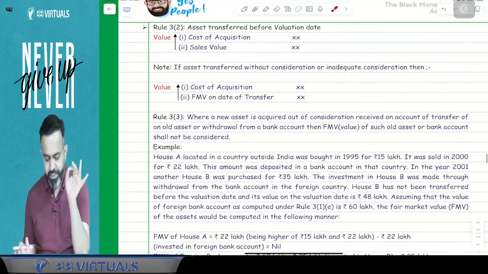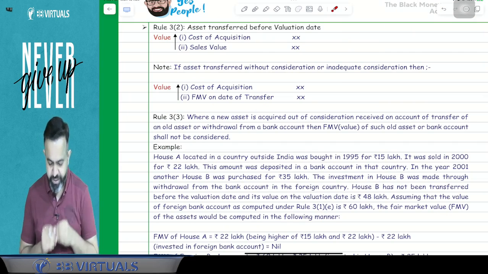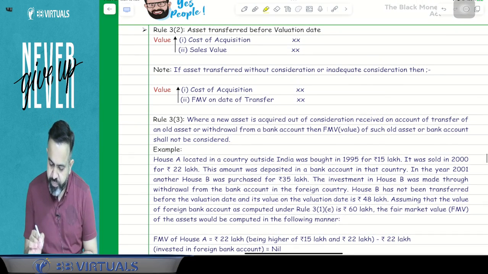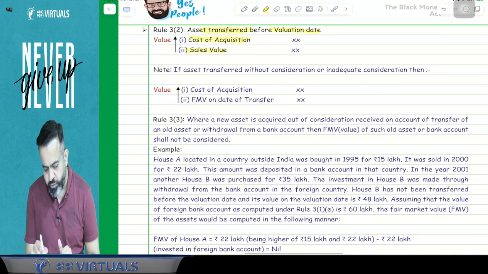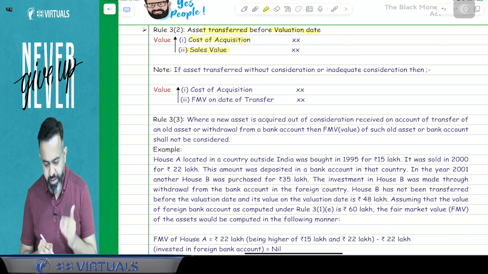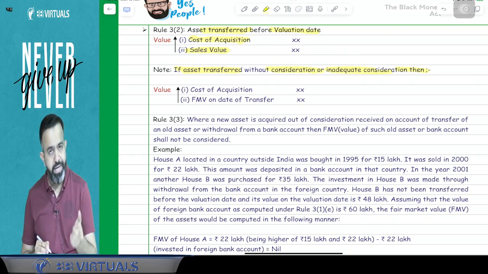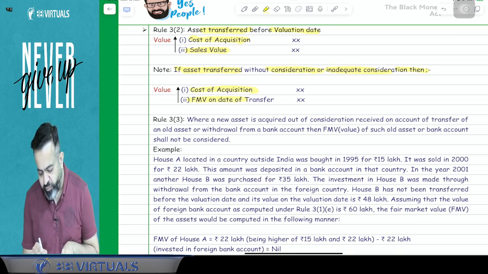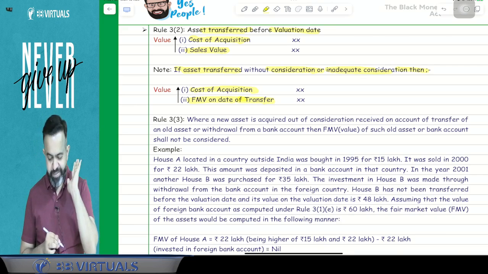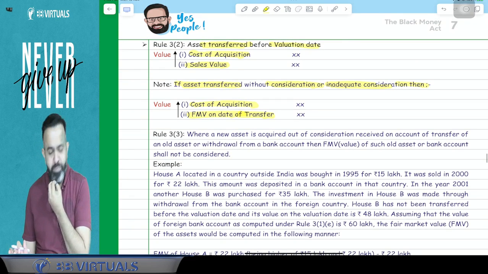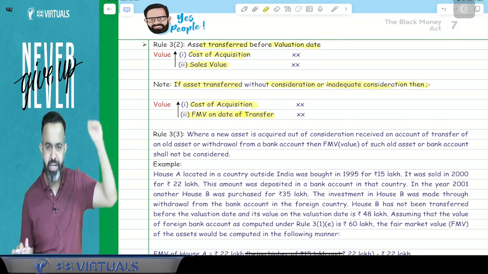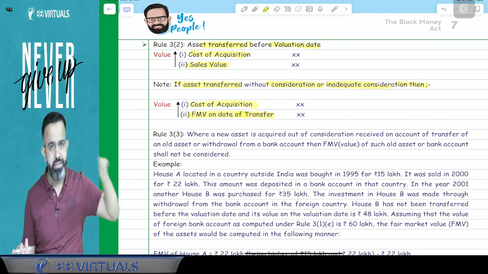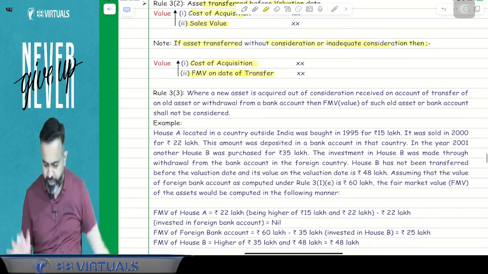So this is rule number 3.2. What does rule number 3.2 say? Try to understand, this is very interesting. If an asset is transferred before the valuation date, then the cost of acquisition or sales value, whichever is higher. But if the asset is transferred without consideration or for inadequate consideration, then the cost of acquisition or FMV on the date of transfer, whichever is higher. Now guys, there is one interesting point that we will discuss, with the help of an example. On this concept, there will be a question in the examination. So just pay attention.